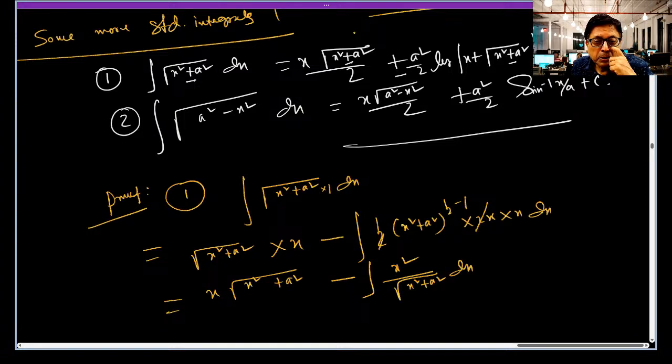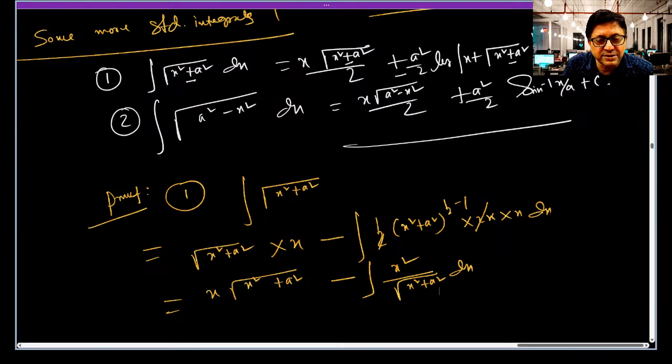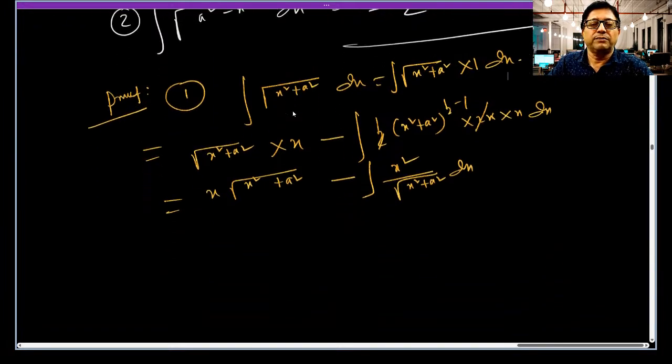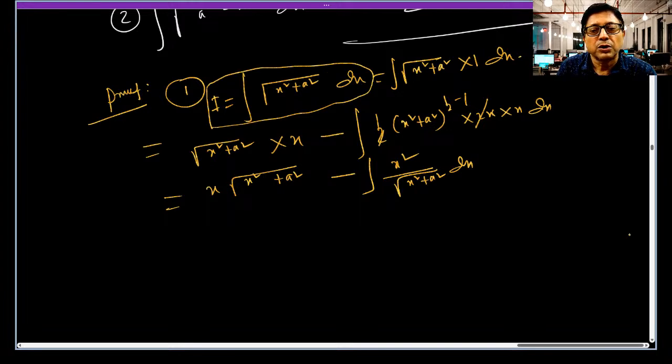am I correct? The integrand was root x square plus a square dx, isn't it? That you have written as 1 dx, and by using integration by parts you have reached another very difficult form, because I is this, it has become very big, but it is not actually so.